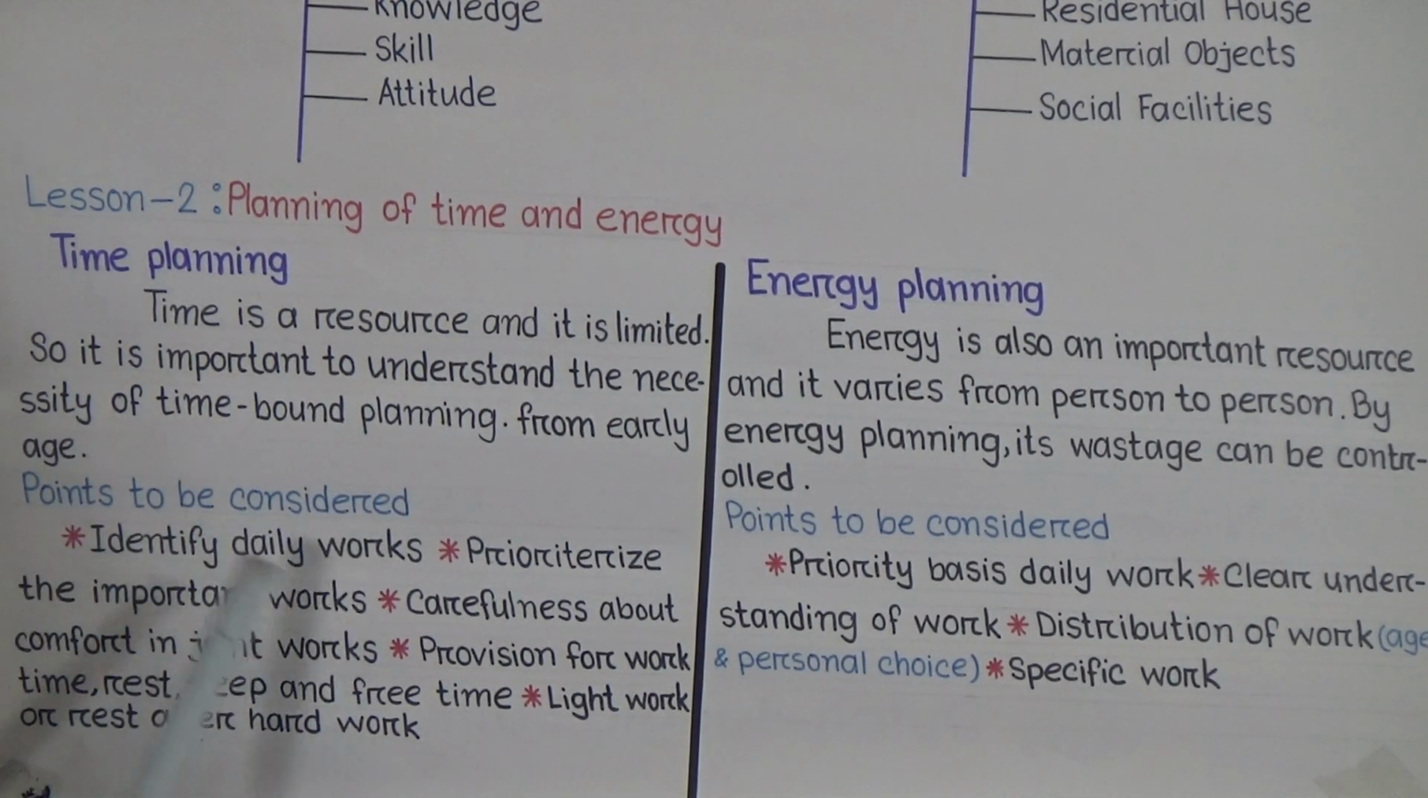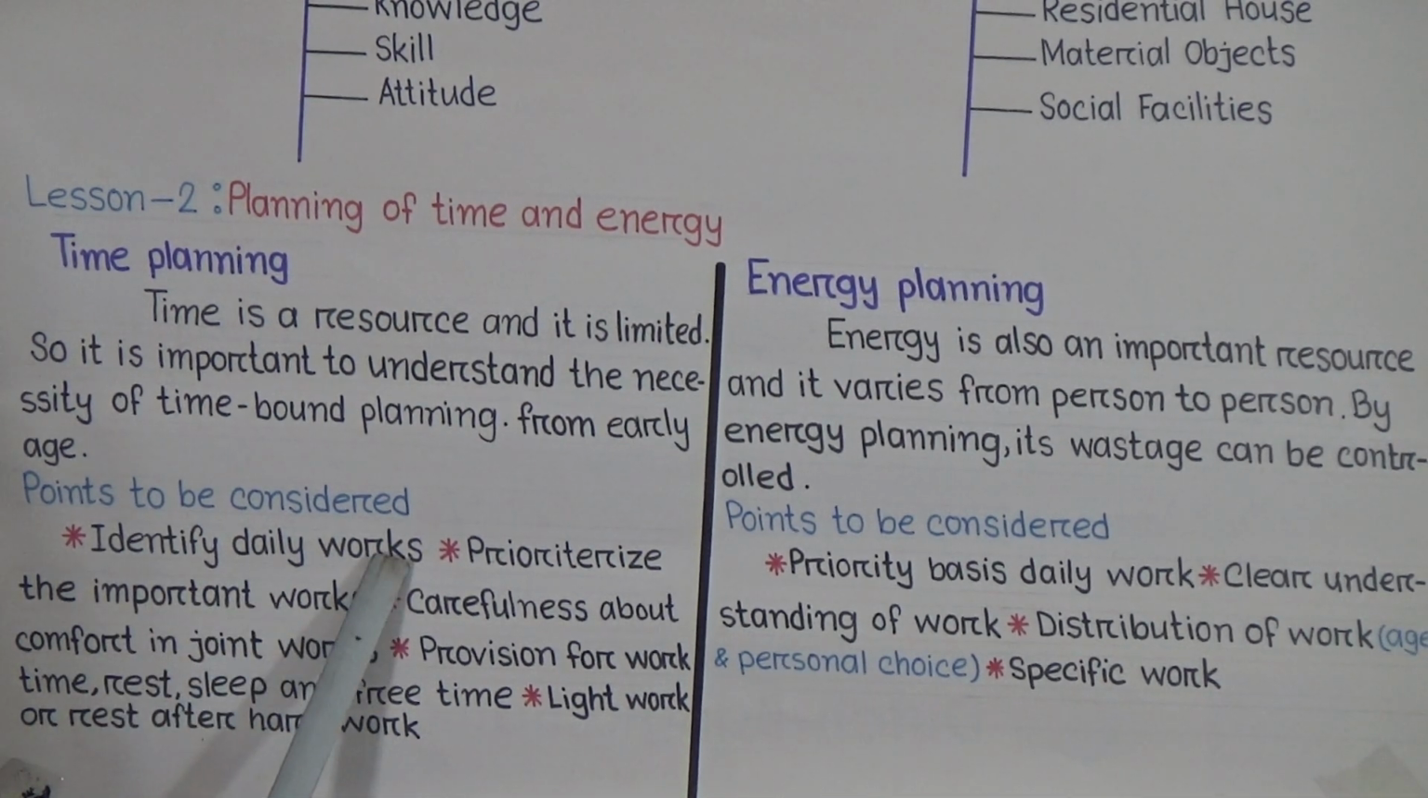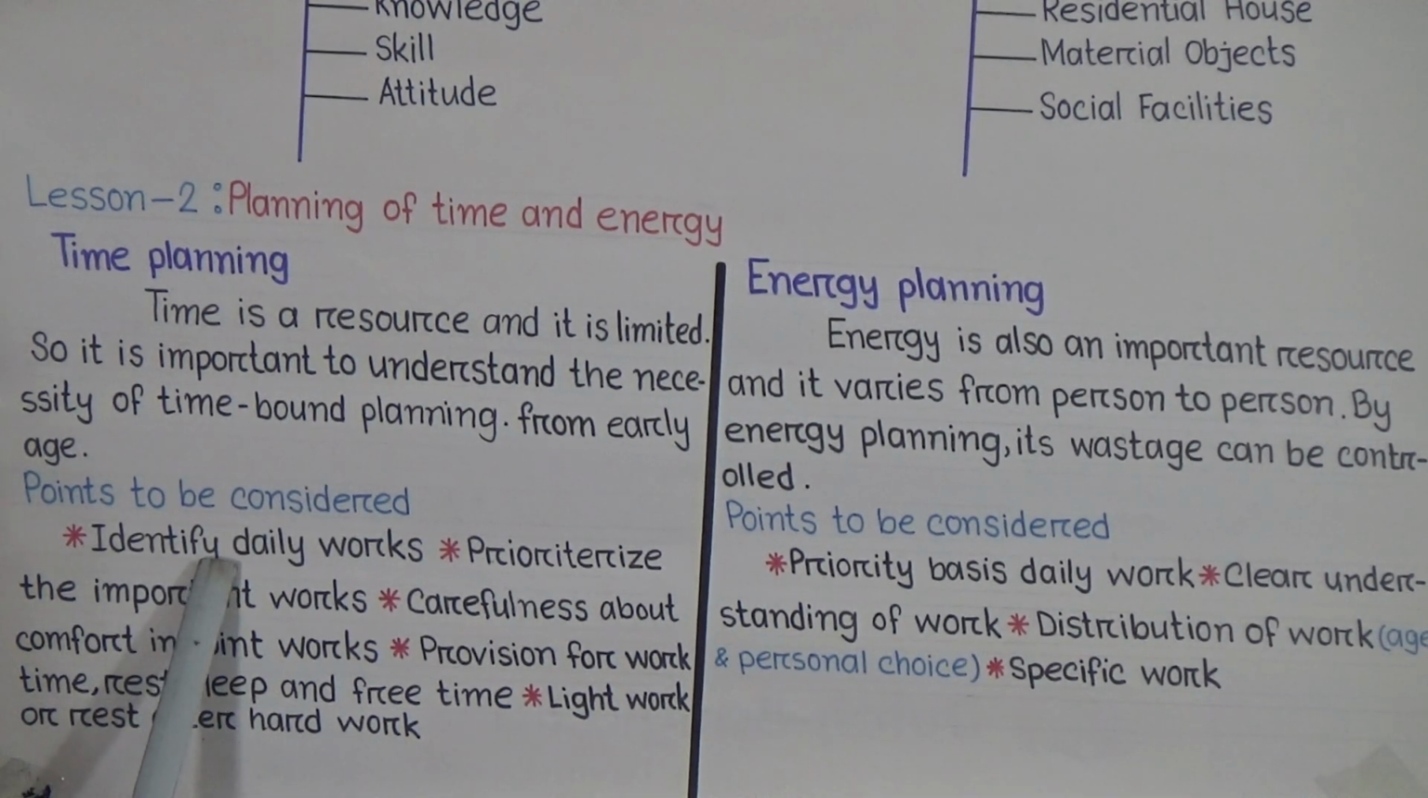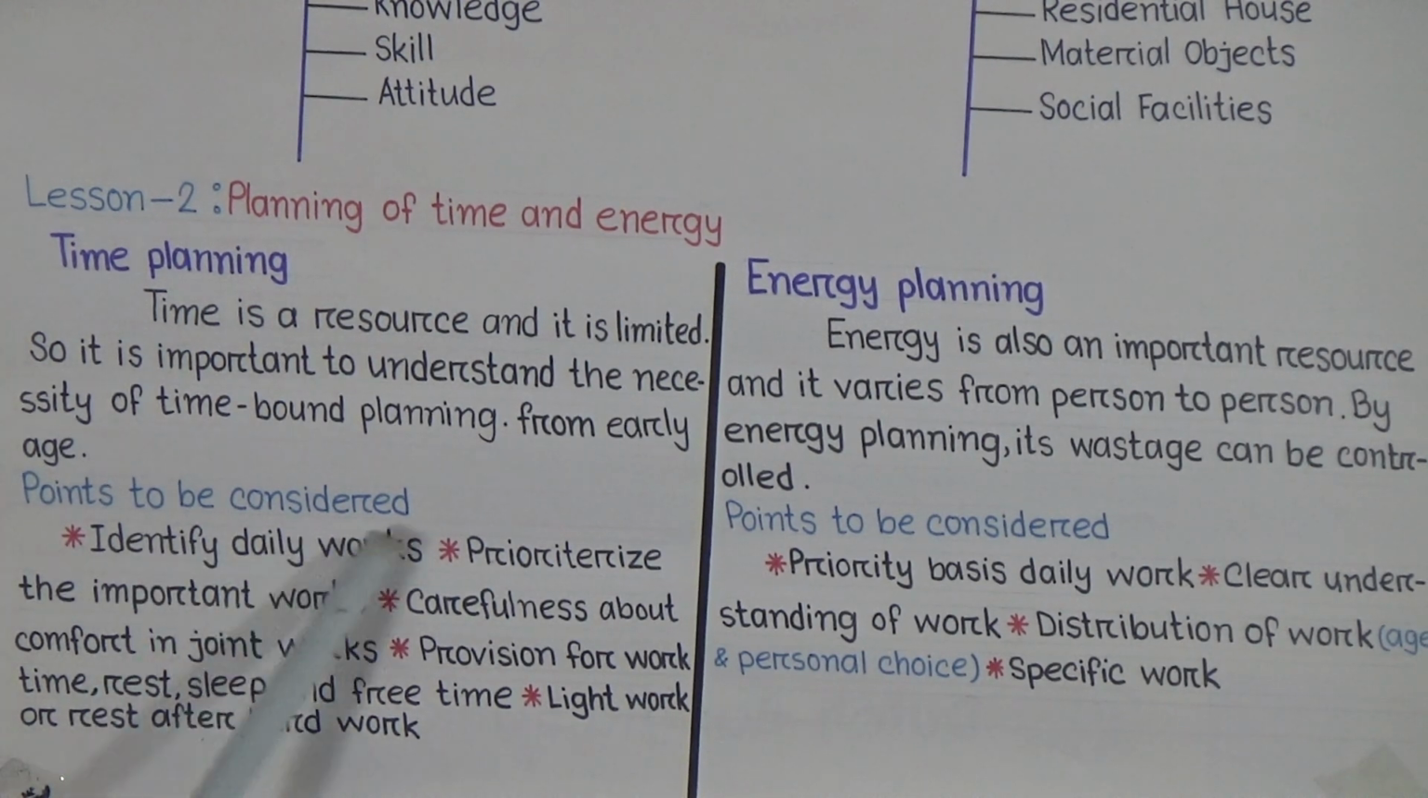First, if we want to save our time, we have to identify daily works. Well, you know, we have so many works in our daily life. So from those works, we have to identify which one is most important, which one we have to do first. So that's why we are saying identify daily works.